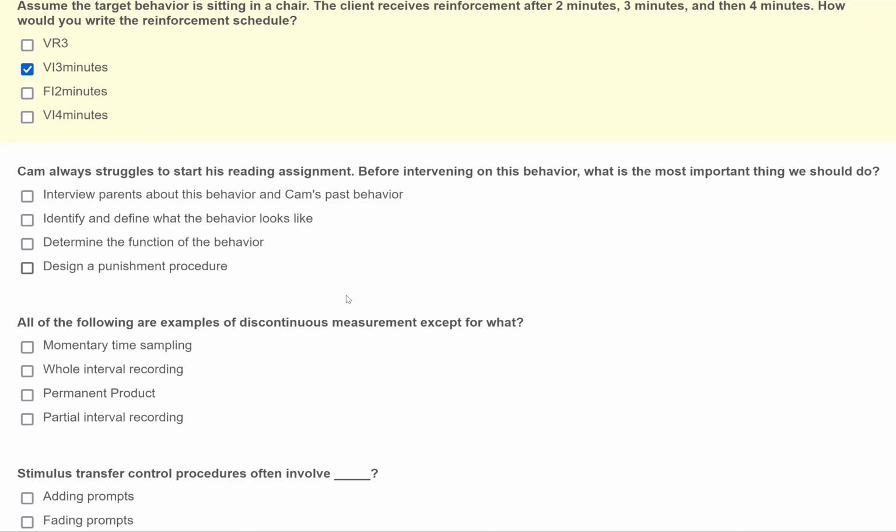And then design a punishment procedure. There's no reason to think we might need punishment yet. We still don't even know why the behavior is occurring, what the past looks like. We have no data, no indirect data, no direct data, anything. Before we start intervening at all, how about we do an indirect assessment and interview parents about this behavior and Cam's past behavior.